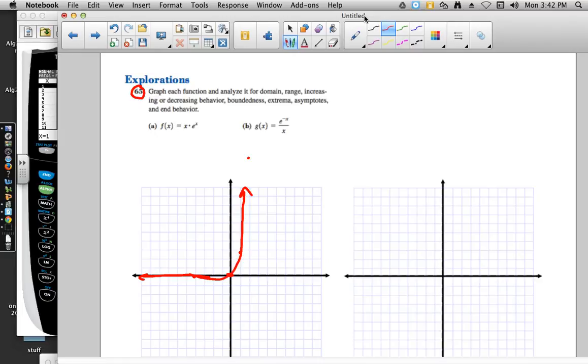All right, so far so good. So the domain is going to be all reals. We don't have any x's that we did not put in, so negative infinity to infinity.